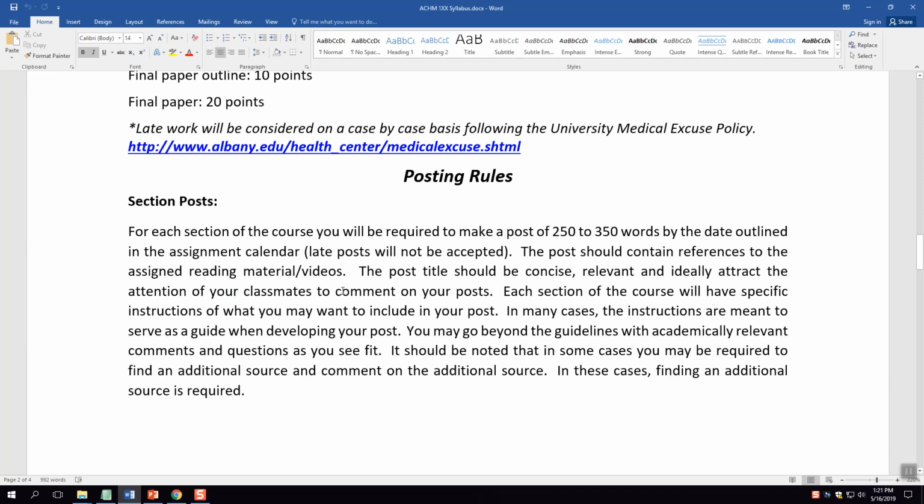This goes through the posting rules, but generally speaking, you want to make a post that's 250 to 350 words and is doing a good job to kind of discuss the information that was presented and is not copied or pasted from the internet, which goes without saying, right? You can't do that in any class. You can't just copy somebody else's words and paste them.